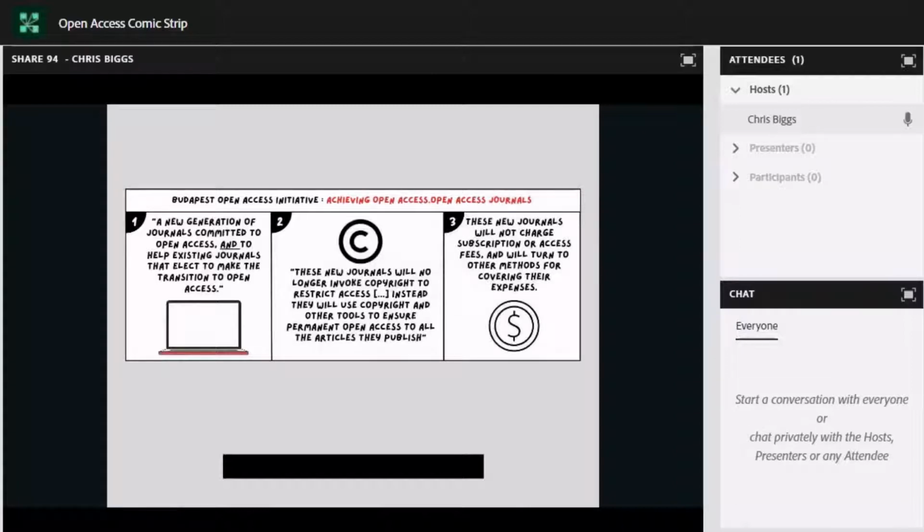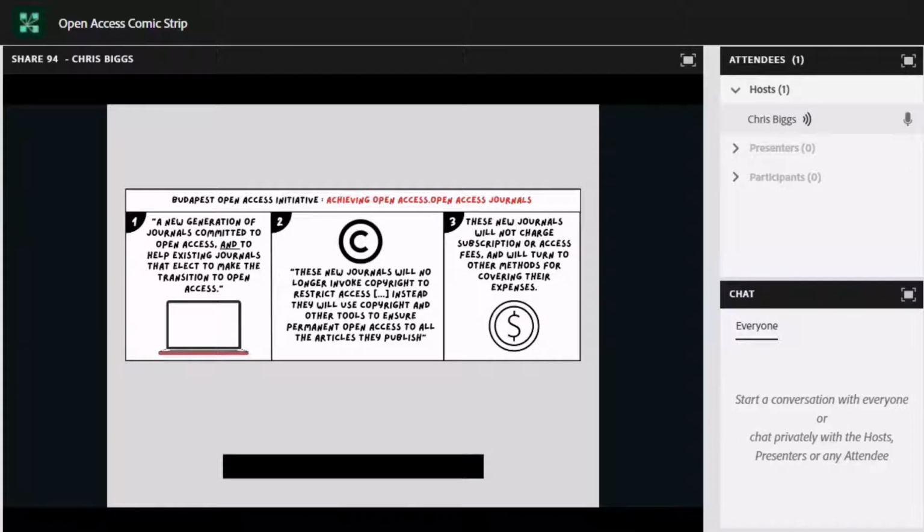Secondly, achieving open access via open access journals. The BOAI sets out the brave new world of open access journals, a new generation of journals committed to open access and to help existing journals that elect to make the transition to open access. So it's clear that these open access journals are either new or they're existing journals that flip to open access. The BOAI conceives of the phenomenon of a journal transitioning from a subscription model to an open access model.